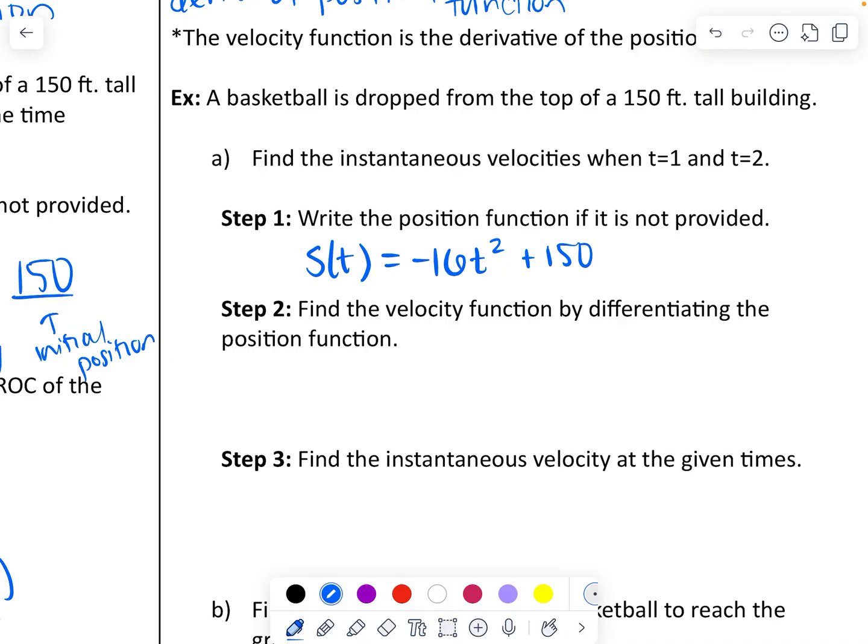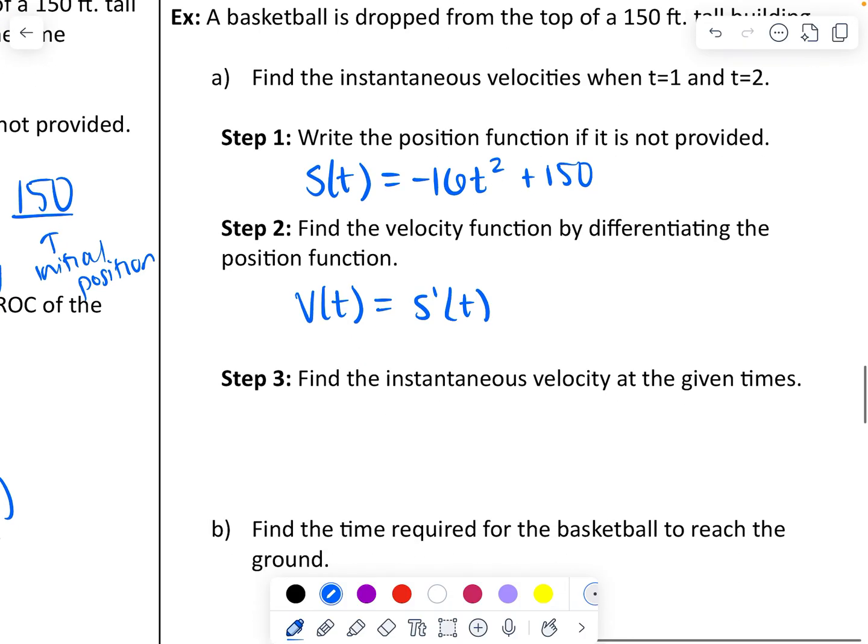Find the velocity function by differentiating the position. So before you go to plug in your times, now we want to actually find our velocity function. The velocity function will always be the derivative of the position function. So we're taking that function that we wrote up there, and we are finding the derivative. So you'd have to bring the 2 in front. So you'd have negative 16 times 2, which is negative 32, t to the first power plus 0, because the derivative of 150 is 0.